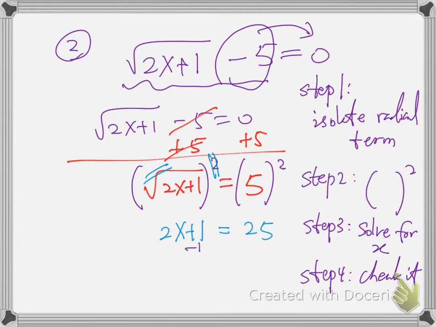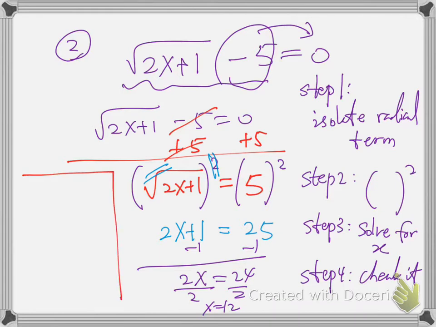Minus 1, we got 2x is 24, divided by 2, we got x is 12. So this is step 3, we got a solution, number 12. So we have to check it. Go back to the original radical equation and change x to 12.